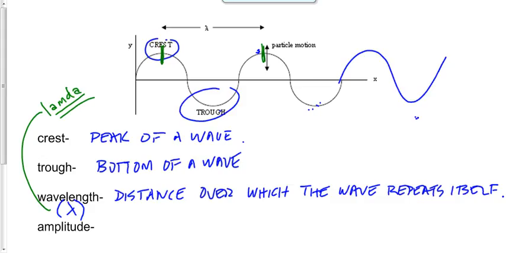Okay, that's the distance over which the wave repeats itself from crest to crest. Or you could say from this position to this position, because that's the distance over which the wave repeats itself. Or you could say from this spot to this spot. Basically, you've got to go through one complete cycle of the wave. That distance between the two is going to be one wavelength, lambda.